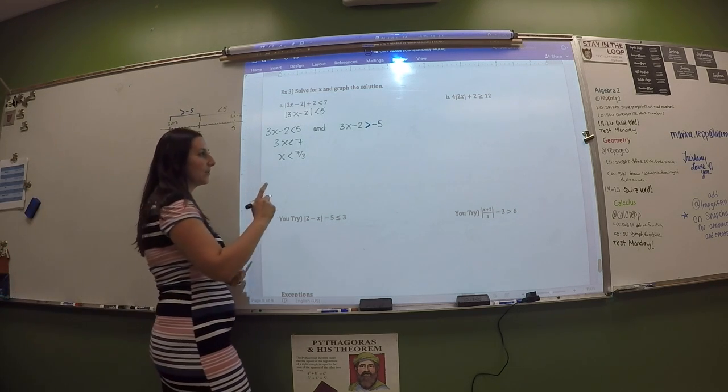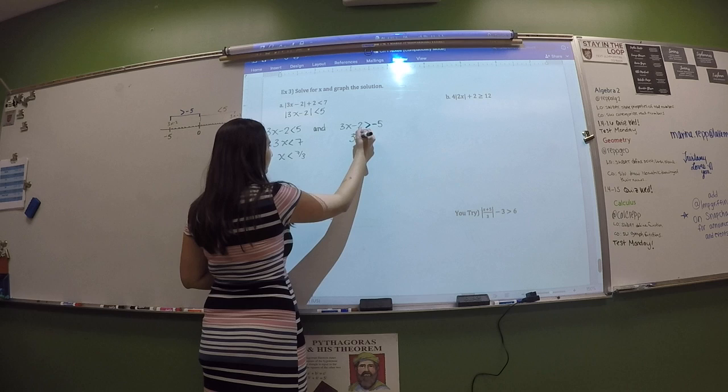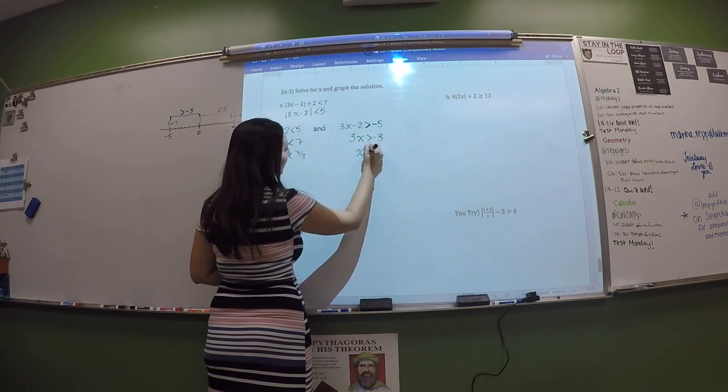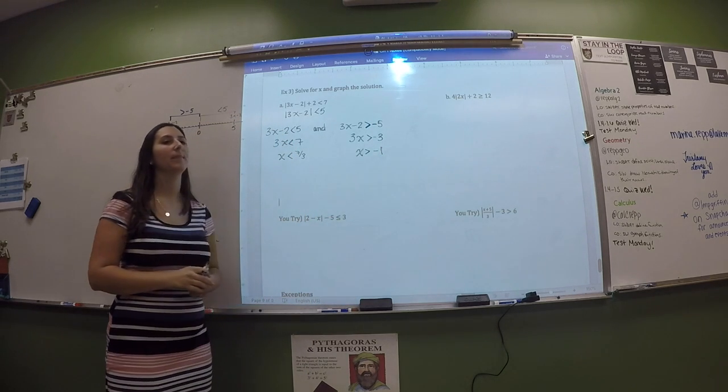Okay, let's do this one. So we're gonna add the 2. And that's gonna give us negative 3. Oh, no fraction here. X is greater than negative 1.